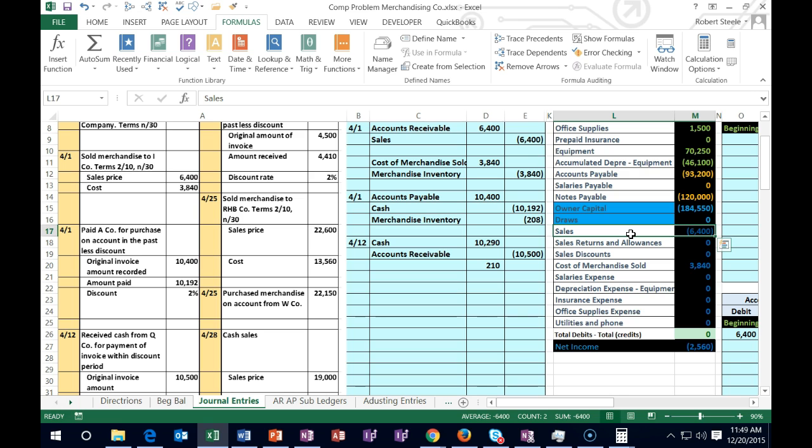So you would think that we would reduce sales. You would think that we overstated sales, so we should debit sales, making it go down. But we don't usually ever debit sales. We've said in the past, sales generally only goes up. We don't really want to debit sales.